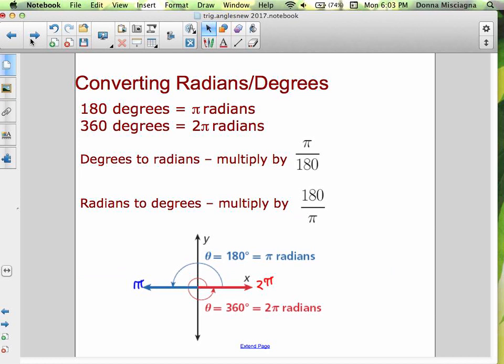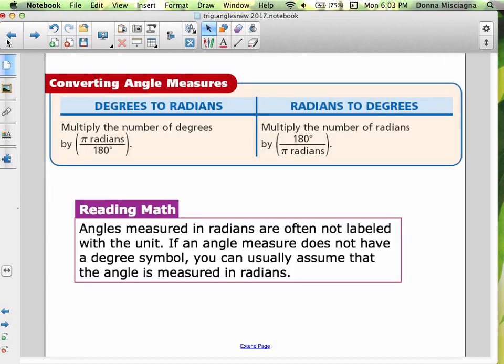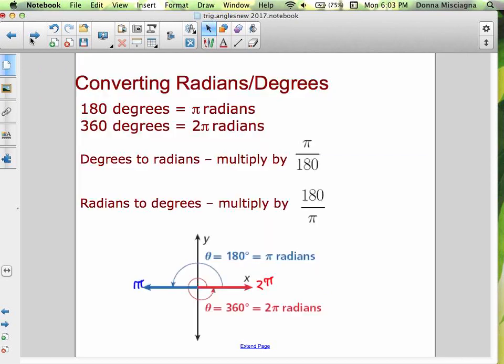So 180 degrees is pi radians. 360 degrees is 2 pi radians. If you want to go from degrees to radians, you just multiply by pi over 180. If you want to go from radians to degrees, then multiply by 180 over pi. All right, and you have this in your notes. You also had this handy little formula sheet here that had your 2 formulas on it.